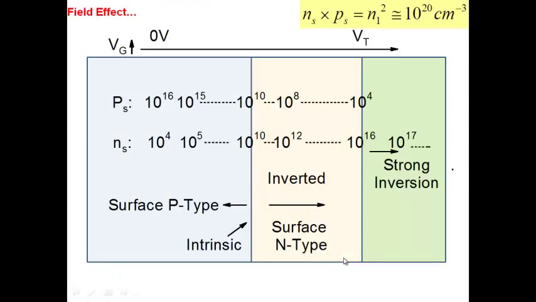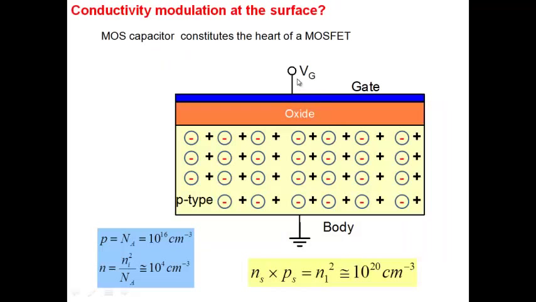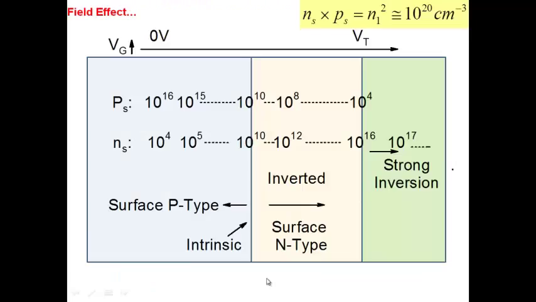So we know now that as we apply more and more gate voltage, we're reducing the p at the surface. We're reducing p, pushing the holes away, and thereby we are increasing n. So this particular diagram, if you see, this is what is happening here. p at the surface initially, when you don't apply any gate voltage, let's say it's 10 to the power 16, the number of electrons is 10 to the power 4. The product is equal to Ni square, which is 10 to the power 20.